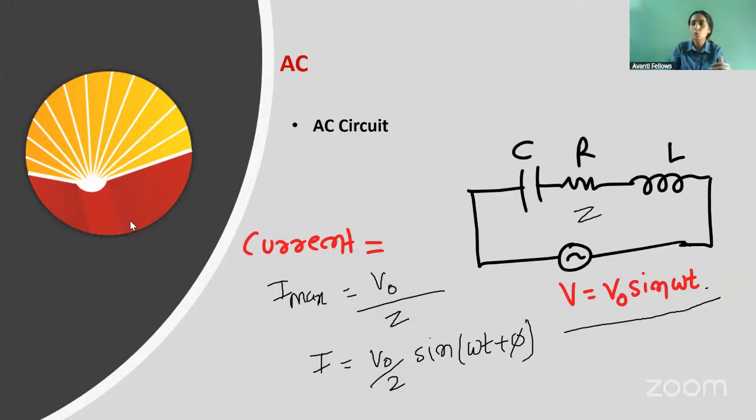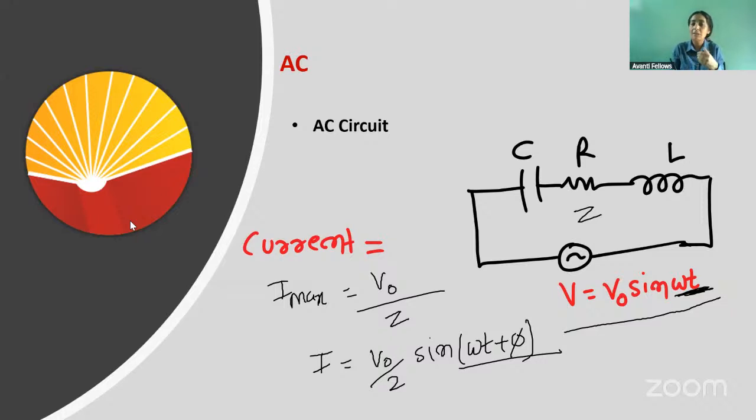So I am saying voltage has a phase. Phase is whatever is in the angle. So after sine here it is omega t, so its phase is omega t. And here after sine the angle is omega t plus phi, so the phase is omega t plus phi. So we can clearly see there is a phase difference of phi between voltage and current, right?